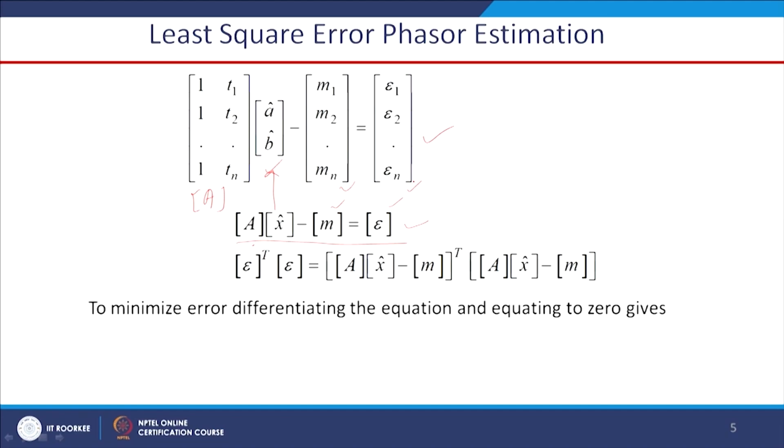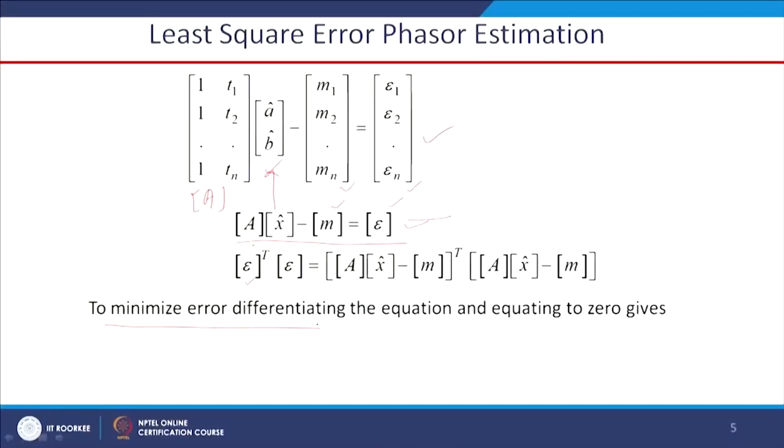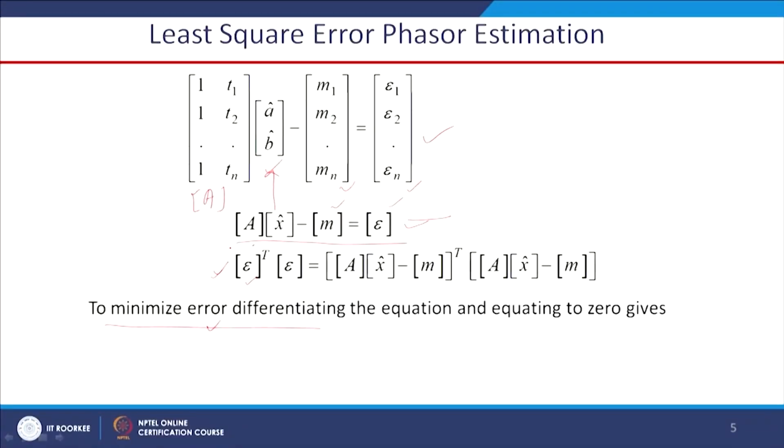Finally, we take the epsilon matrix transpose and multiply on both sides, left side and right side. Our aim in this process is to minimize the error to get the parameters; that is our target. To minimize the error, we have to differentiate this particular equation with respect to the error and equate it to 0.